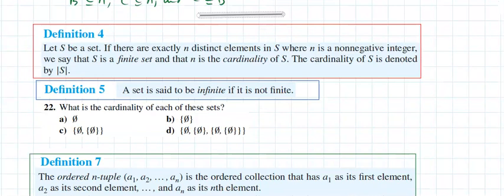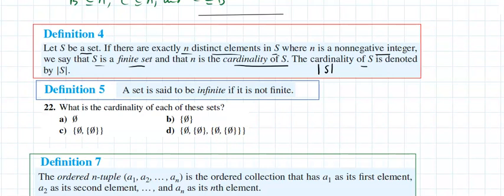Now, let S be a set. If there are exactly n distinct elements in S, where n is a non-negative integer, we say S is finite. And n is the cardinality of S. The cardinality of S is denoted by an absolute value, or if you're thinking of vectors, the magnitude. So if I wanted to look at number 22, that's a bit trickier than the traditional. So just think of what we talked about, folders and all of that.